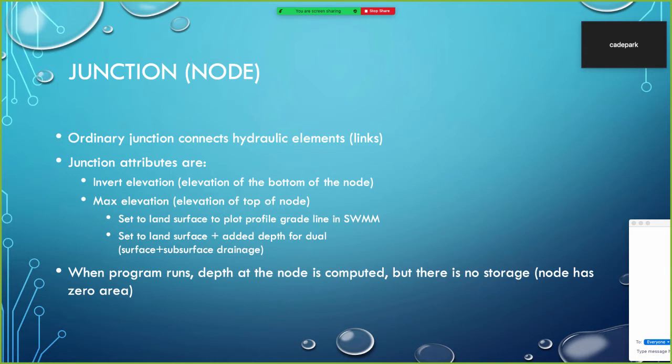When we run the program, it computes the depth of water at the node that's required to satisfy the continuity equation as well as the head loss equation for that moment in time. But there's no storage provided, so the node essentially has zero area. So if that continuity and head loss requirement drives the computed water surface elevation above the land surface elevation, the program detects that as flooding and declares that water lost. And by lost, it just gets accumulated in some variable somewhere.